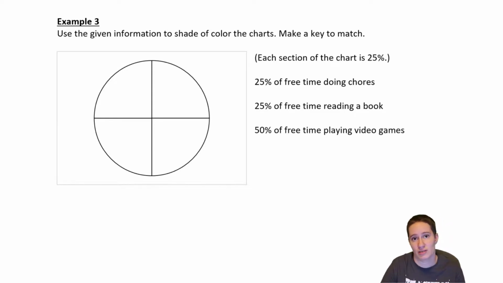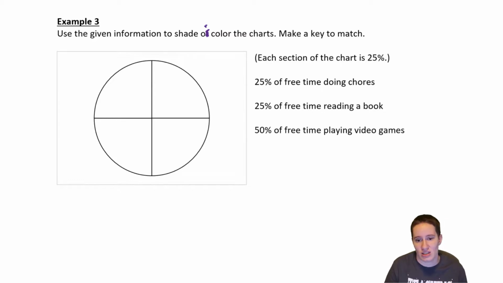The other side of this lesson is making our own pie graphs based on information we're given. This says use the given information to shade or color the charts. My bad, make a key to match. It also tells us how much each part of the pie is worth, which is nice, although you could probably count the slices and figure that out as well. This says each section of the chart is 25%. In other words, it's divided into quarters, right?